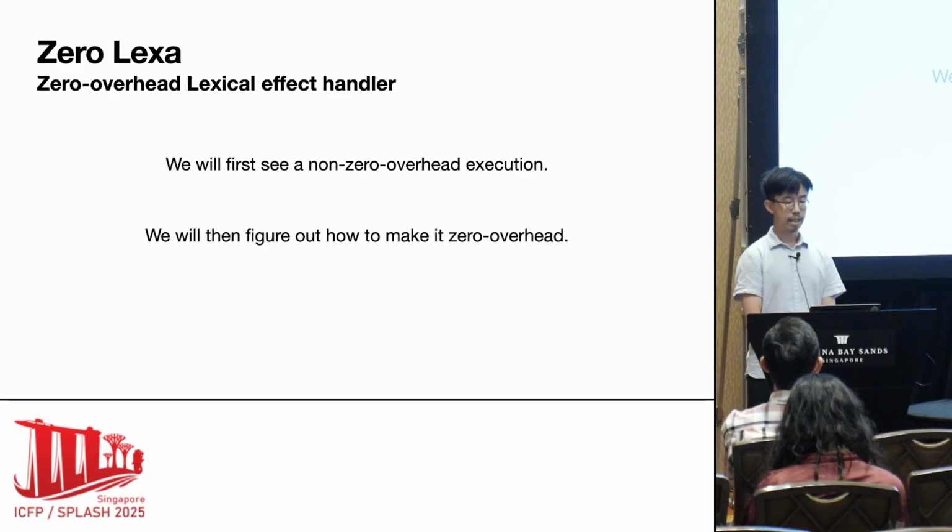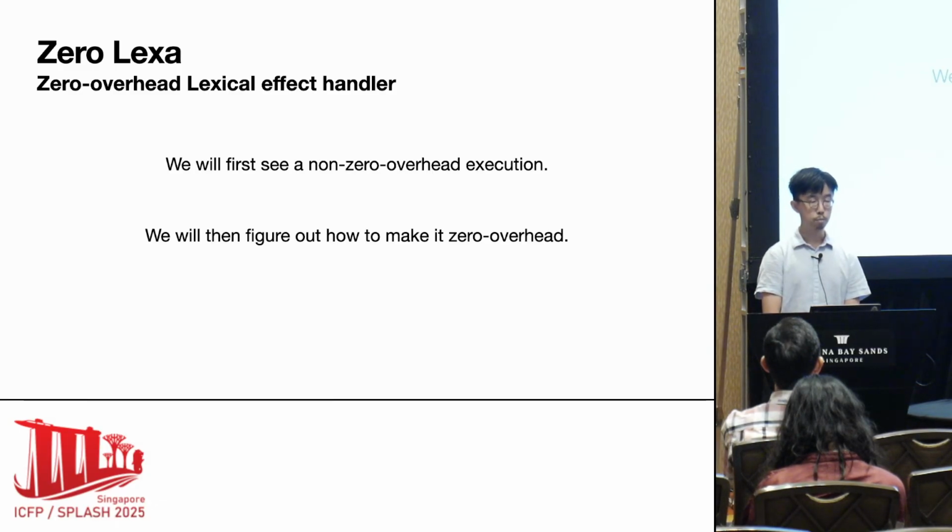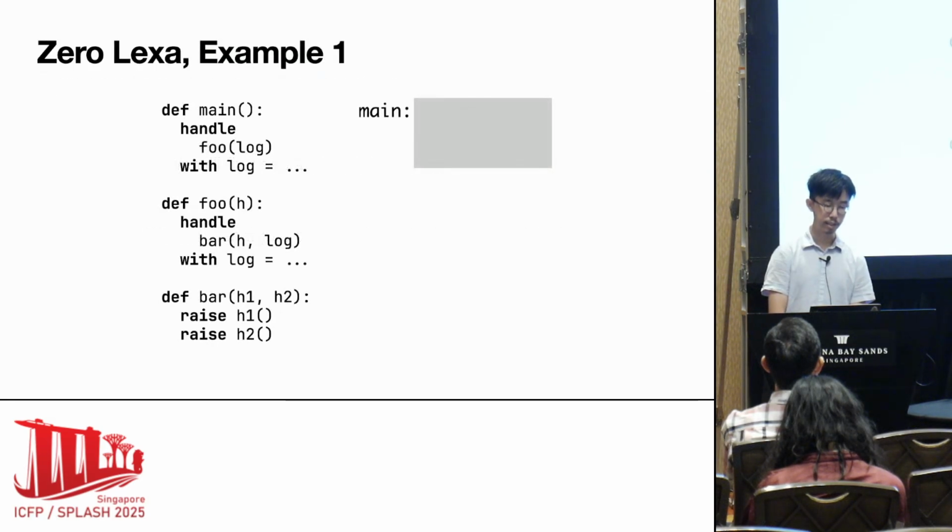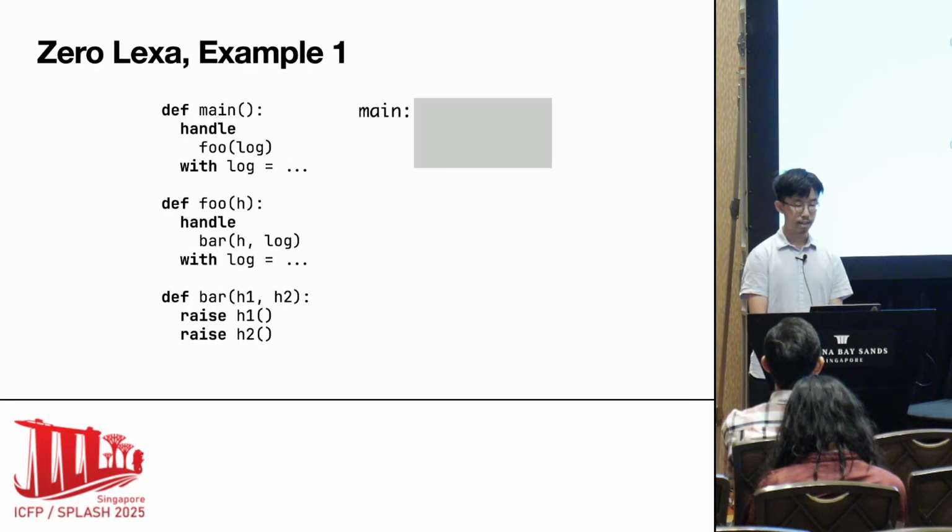We will first see a non-zero overhead execution, which is the state of the world now, and then we will figure out how to make the execution zero overhead. Here's the first example. I show the program on the left and a stack diagram on the right. Please only pay attention to the diagram on the right.